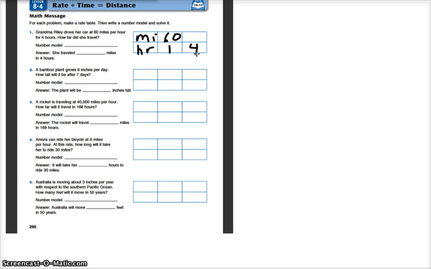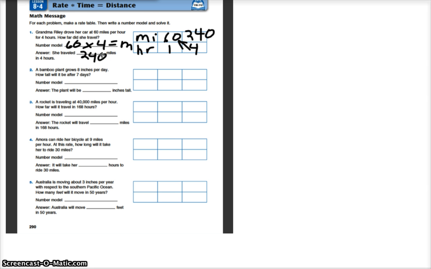So our number model, what we're writing here, is our arrow problem. So we are doing 60 times 4. That's what we write for our number model. And that's going to equal m for miles, the number of miles. So when we do 60 times 4, we would get 240 miles. So that is our answer, 240 miles.